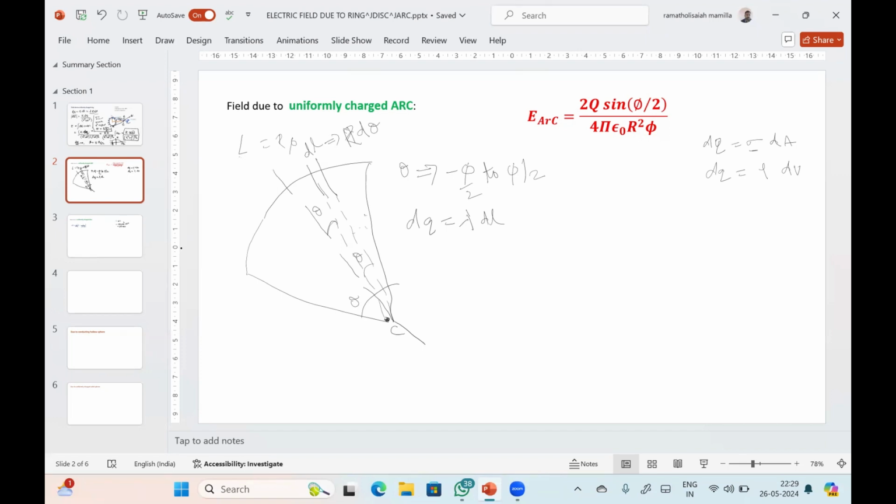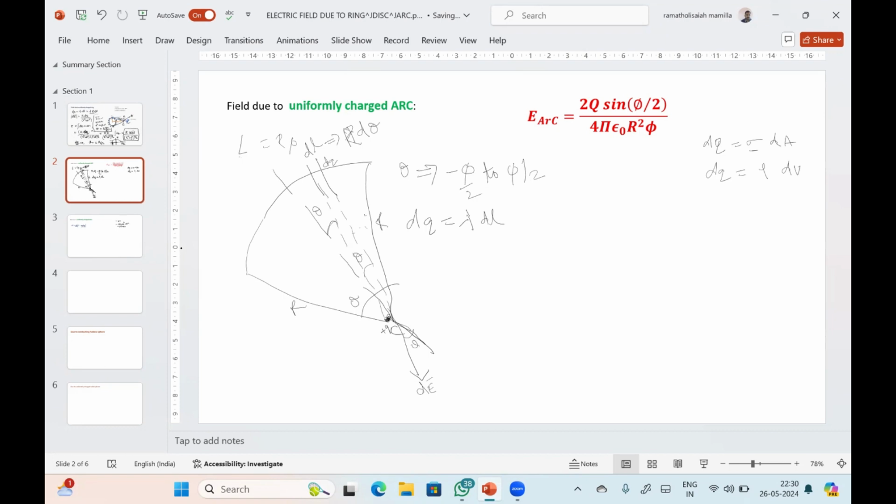Now at this point, the field due to this small element. This is the bisecting line, don't confuse. This is the dl element, so dq is the charged point, and at the center there is one unit positive charge, one coulomb. Along the line joining, this is the radius r, and everywhere all the lengths are radius r only. Here this is theta, and here also theta. So this is the direction.